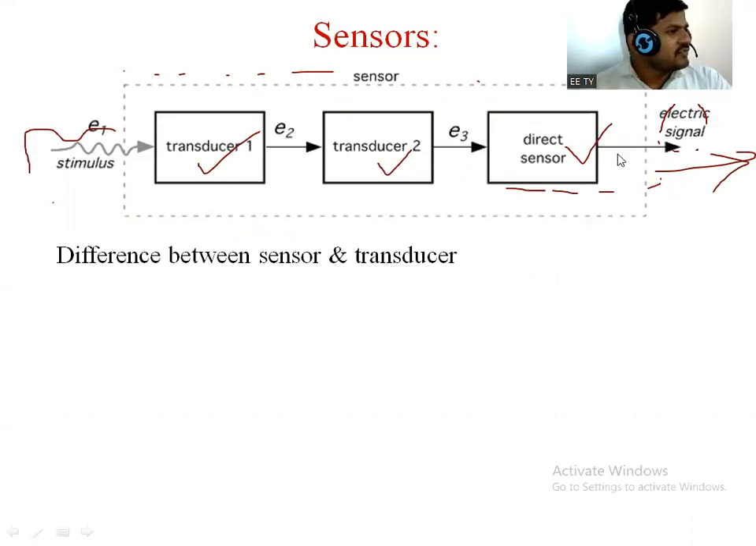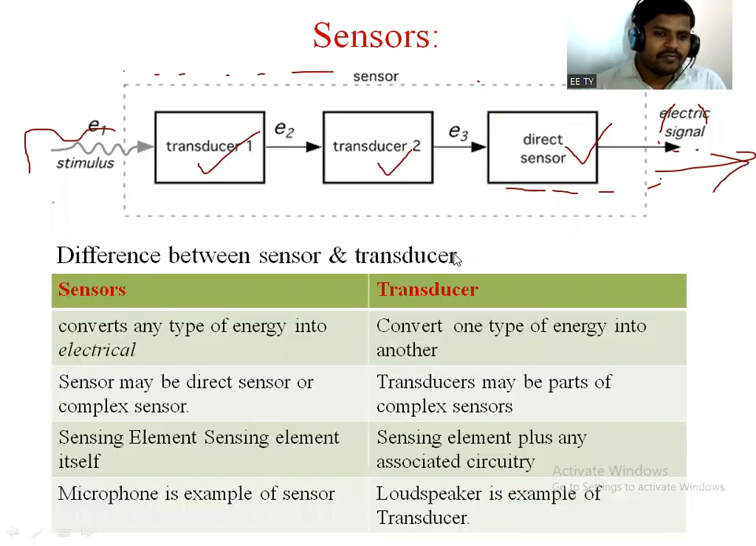That means again a transducer is nothing but a sensor. But a transducer is a part of a complex sensor. If we manufacture one big sensor or complex sensor, then we require some transducer. So the transducer is the part of a complex sensor, and the sensor is itself a sensing element. Now we will see the detailed difference between the two.